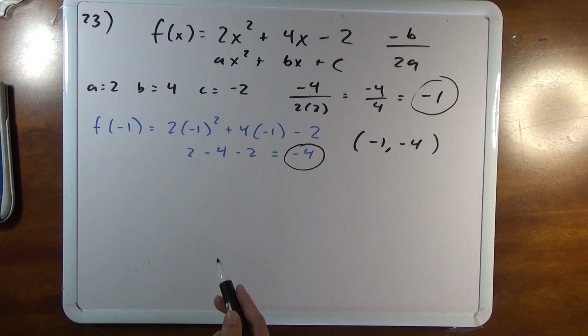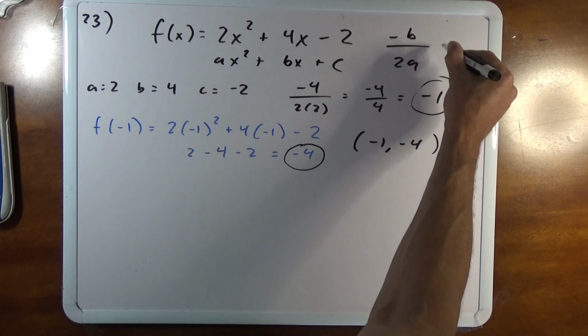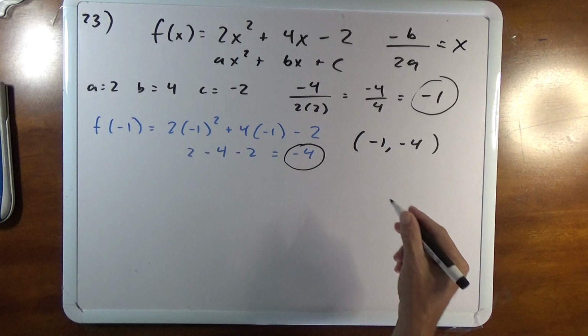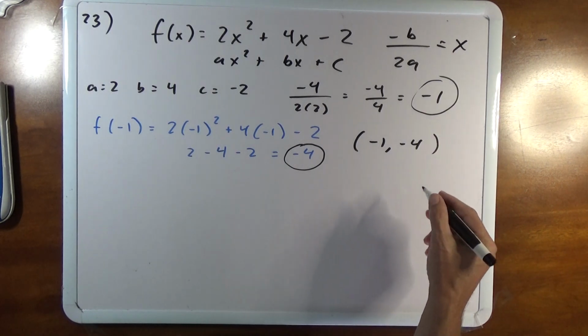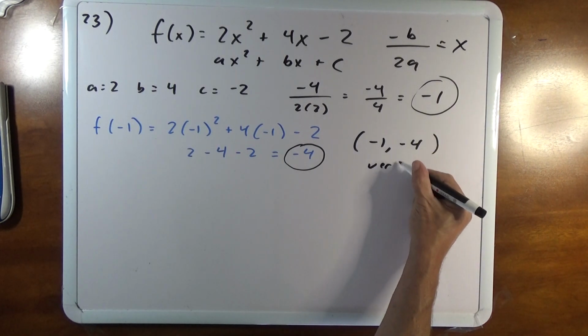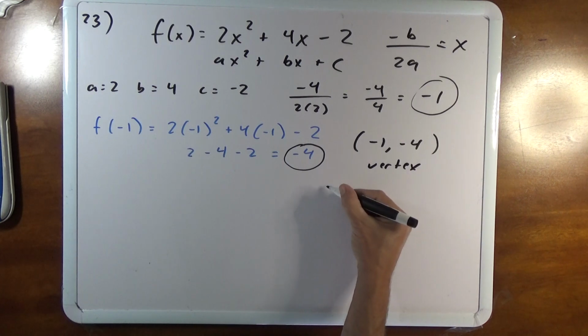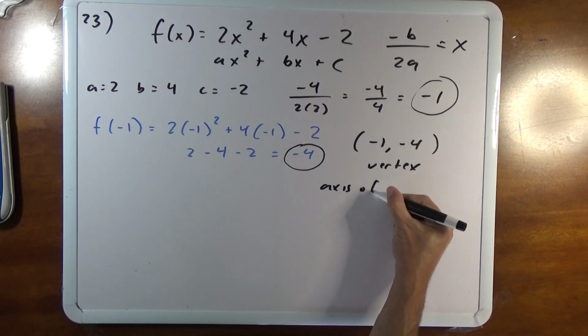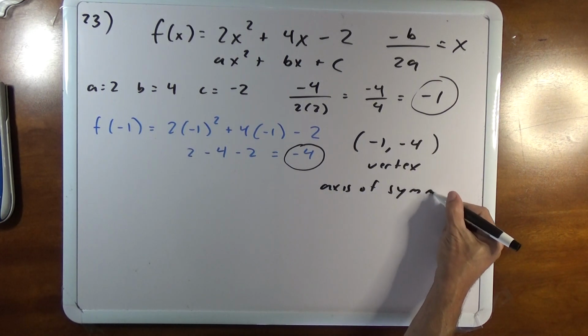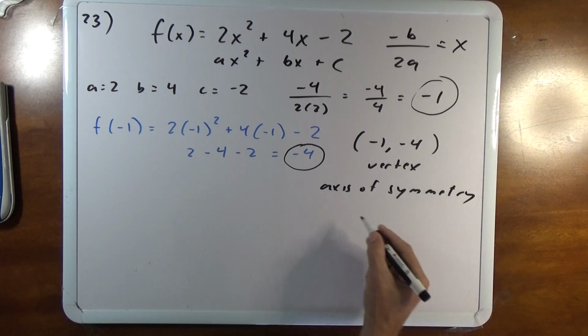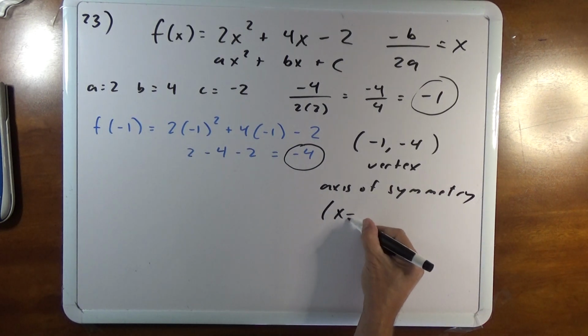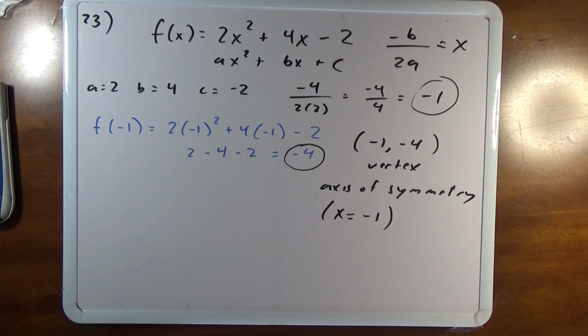Over 2a, well, x equals that number is the axis of symmetry. So that's my vertex. So the axis of symmetry is x is equal to -1.